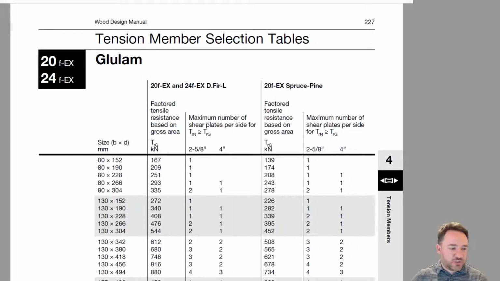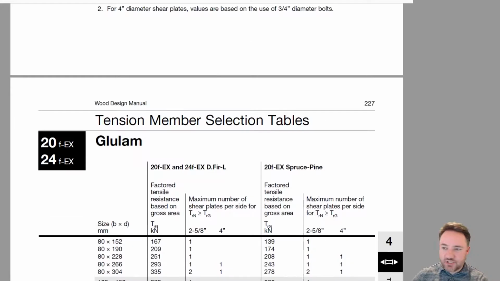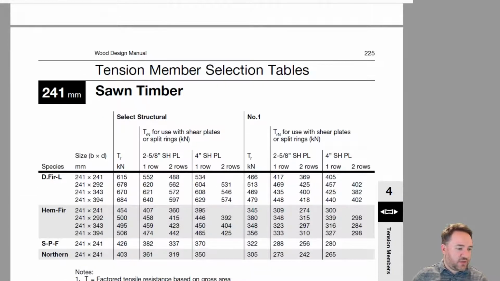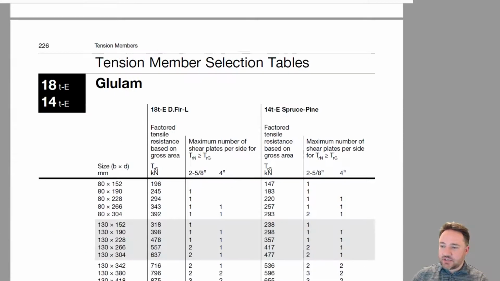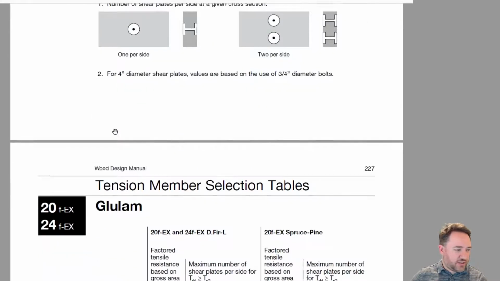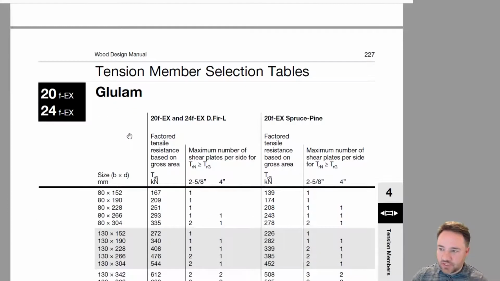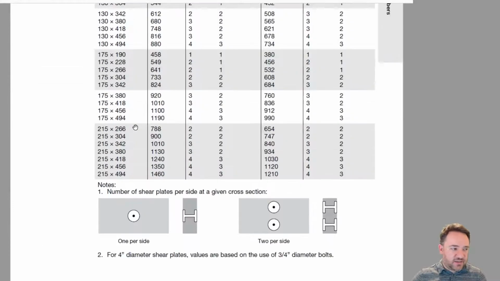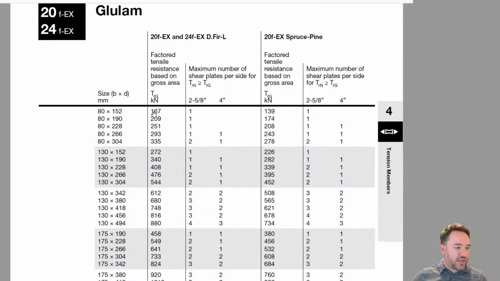So now I can go to the design tables in tension, and this is just below where we were. So here we were before for sawn timber when we were trying to find a lumber size. So if I just scroll down, I have this table, which is for these two grades of Glulam, 18T and 14TE. Now we actually are dealing with 20FEX grade, so I need to go to this table, and you see there's only one table here for Glulam. Okay, so that's the end, basically, of this section. Okay, and remember my factored resistance target was 314, so I can just read down the list here.